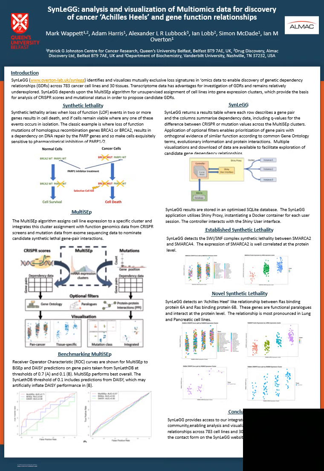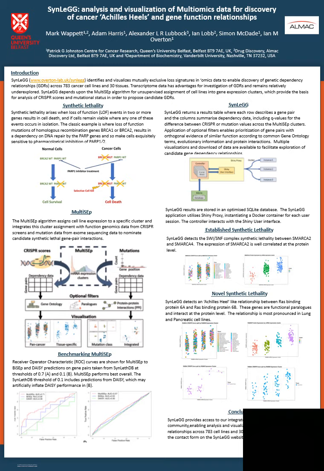So the key relationship that we want to discover here is synthetic lethality, which arises when loss of function events in two or more genes result in cell death, whereas if only one is deleted, the cells remain viable. This could be exploited therapeutically, as in the case of homologous recombination gene mutation, BRCA1, BRCA2 genes, which lead to a dependency on the PARP genes, making these cells sensitive to pharmacological inhibition of PARP using drugs such as olaparib, the PARP inhibitor.